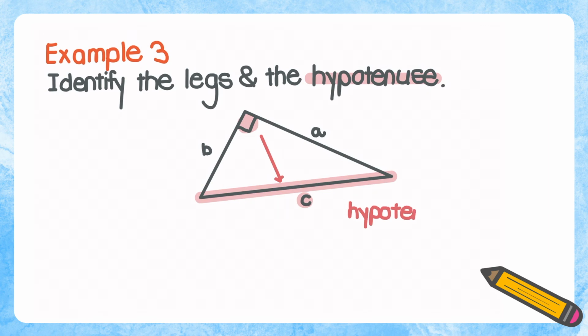So we have the hypotenuse, and the other two sides are the legs. So side A is a leg of this triangle, and side B is also a leg of this triangle. So sides A and B are the legs, and side C is the hypotenuse.